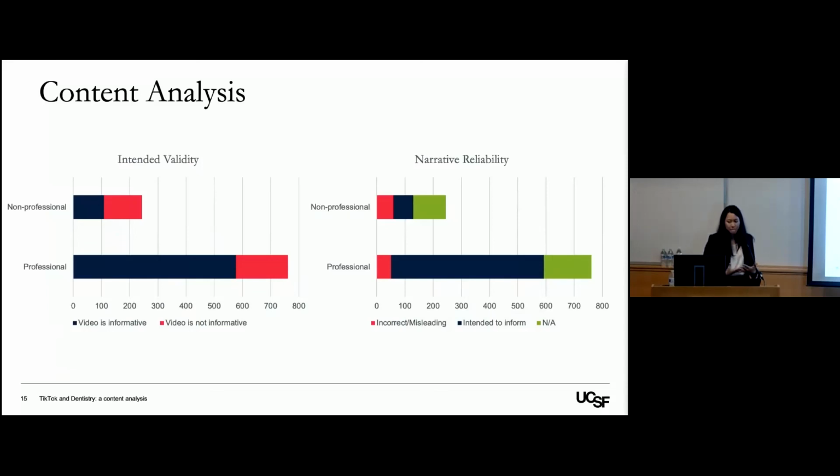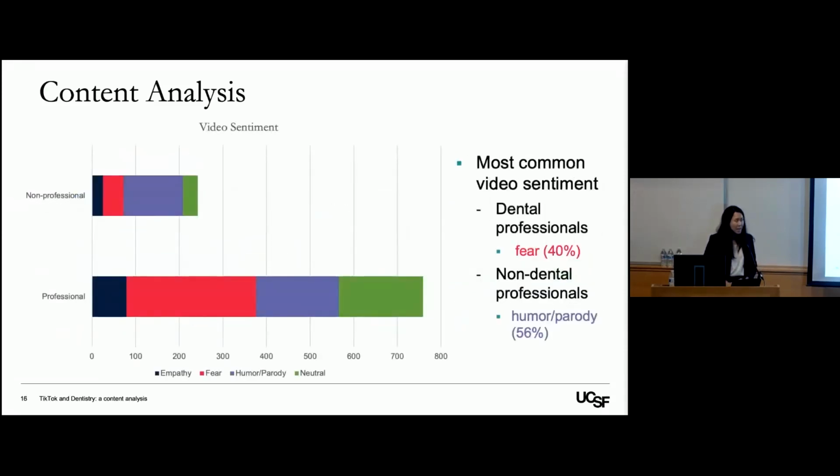Narrative reliability looks at whether the uploader intends to inform the viewer with correct or incorrect information. So 71% of videos uploaded by dental professionals intended to inform with correct information, while 7% were incorrect or misleading. For non-dental professionals, 28% intended to inform, while 23% were incorrect and misleading. And again, the ones that were listed as not applicable were videos where they're just dancing or singing, no educational value to them. This was actually the most surprising statistic I found.